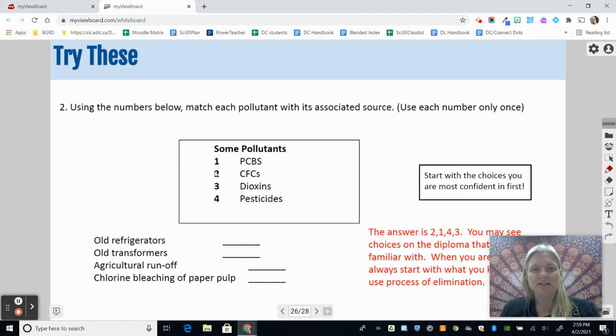So we just talked about CFCs, and you hopefully remember that they were in refrigerators. They were a refrigerant. I like to remember pesticides. There we go. Pesticides from agriculture runoff. Okay, that makes sense, right, even if you haven't learned anything about them. I did mention the pulp and paper industry. Dioxins are a byproduct of the pulp and paper industry. And then PCBs, if you go back, you'll see that they were part of electronics, old transformers, that kind of thing. So that's where those are coming from. But as long as you can pick three of these out, you can find some of the other ones and maybe match them up.